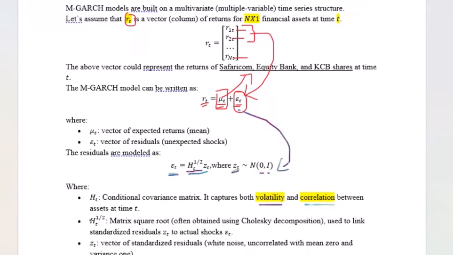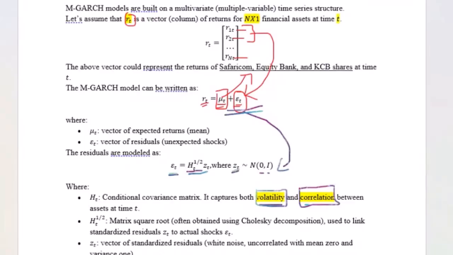And when you find its square root, it becomes a matrix square root, which is often obtained using the Cholesky decomposition and used to link standardized residuals Z_t to the actual shocks. So what you need to understand here is that this term gives the conditional covariance matrix. It captures the changes in volatility and the changes in correlation.